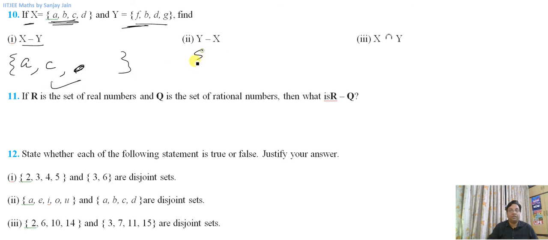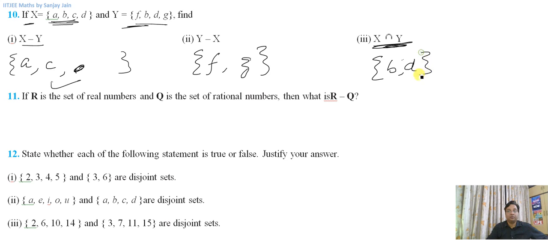Y minus X. So F is in Y but not in X. B is there in X. D is there in X. So G is there in Y but not in X. Let me write the intersection of X and Y. What are the common elements? B is common and D is common. So this is X intersection Y.